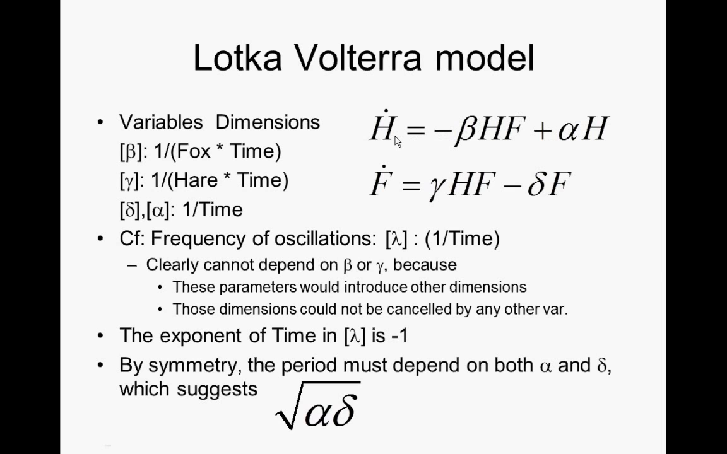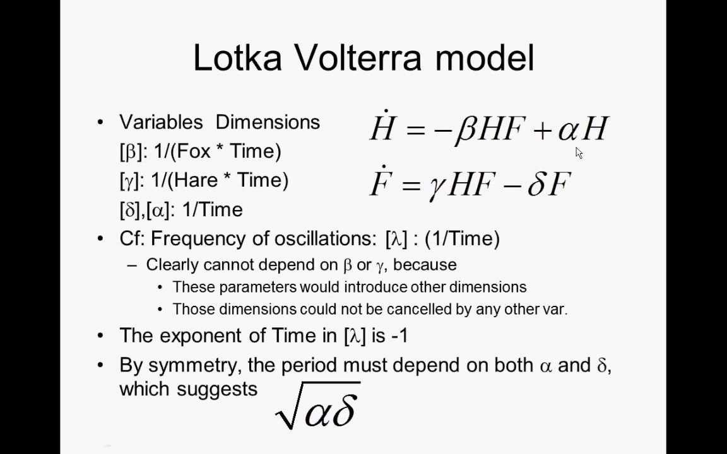Hares per time. And similarly, F dot, foxes per time. That's right. And now we can start to figure out: what must the unit of alpha be if this plus is going to be consistent? It's going to yield something of hares per time, and H is measured in hares, so what must alpha be in terms of units? It must be per time.